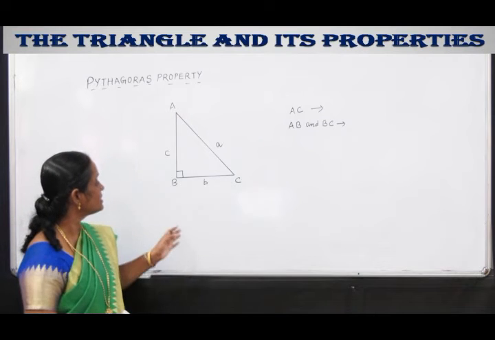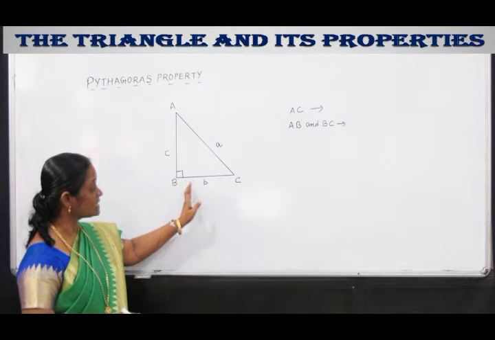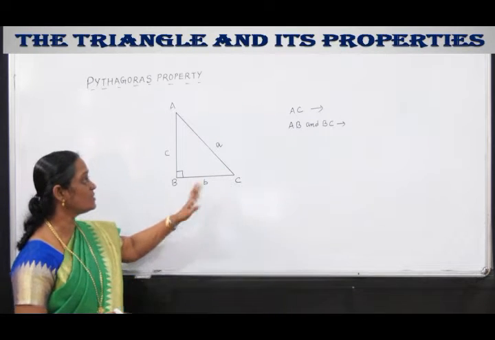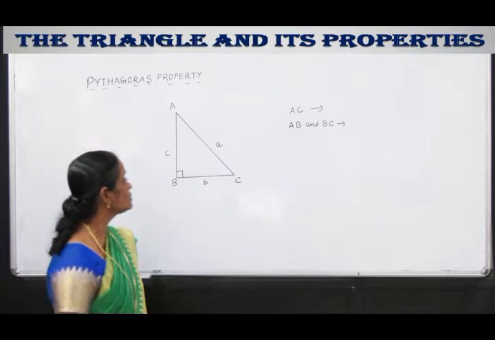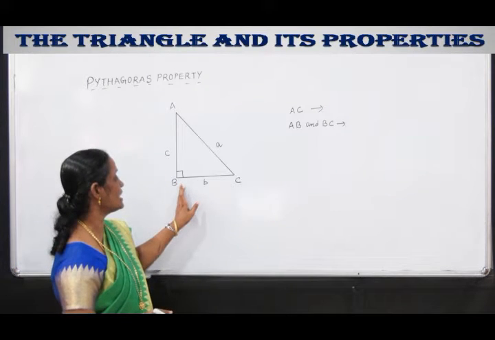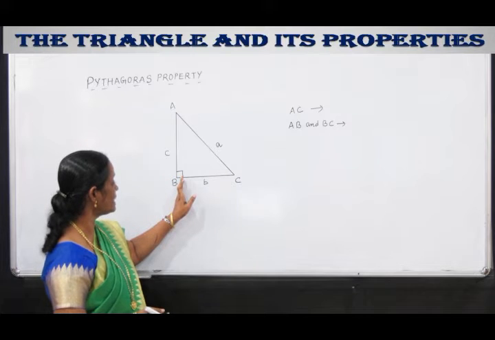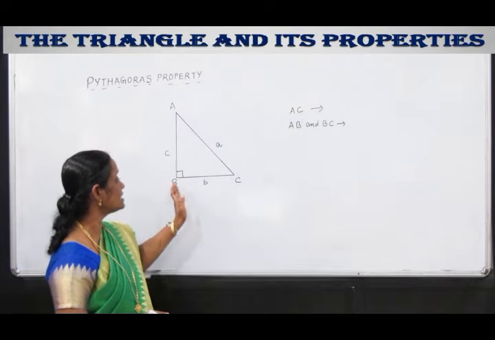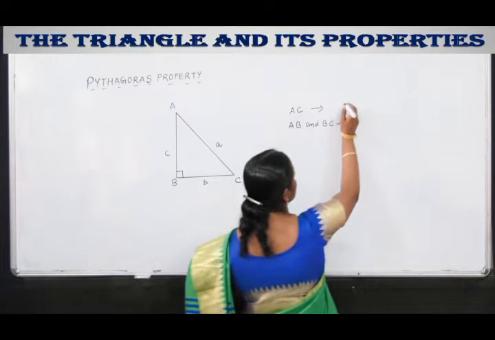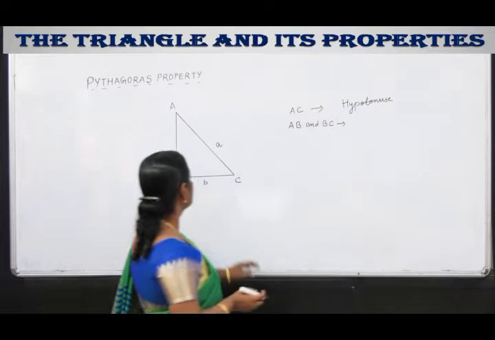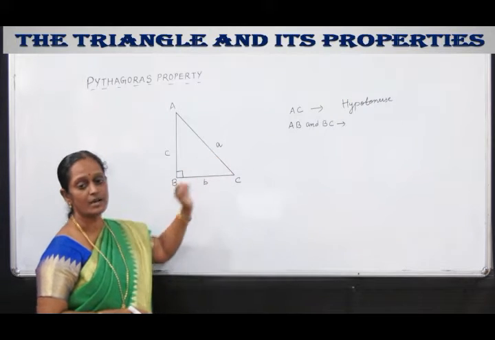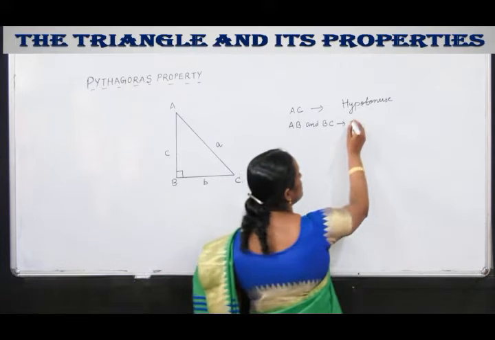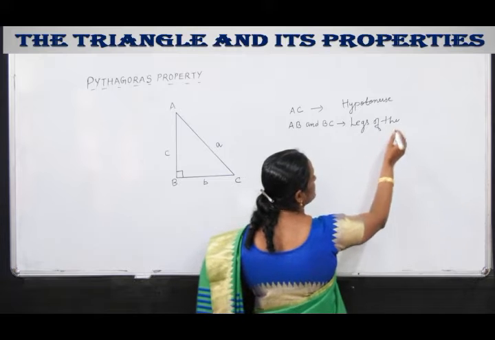Students, do you know that in a right angle triangle the sides have special names, that is, the sides AC, AB and BC have special names. So here the side opposite to the right angle, here the right angle is at angle B, so the side opposite to the right angle is AC. The name of this side is hypotenuse. The side opposite to the right angle is known as the hypotenuse, and the other two sides AB and BC are known as the legs of the right angle triangle.